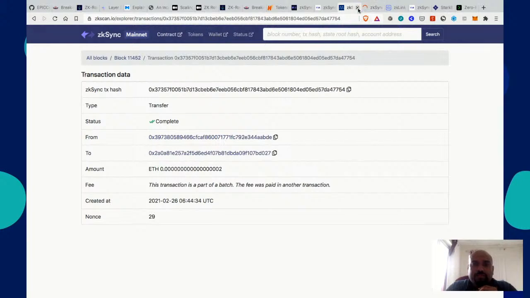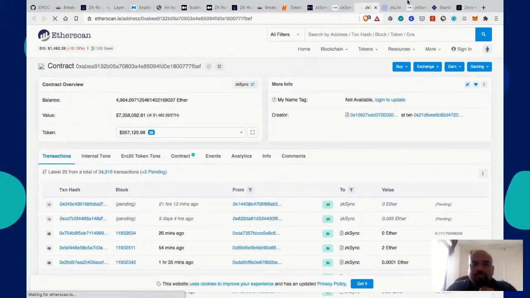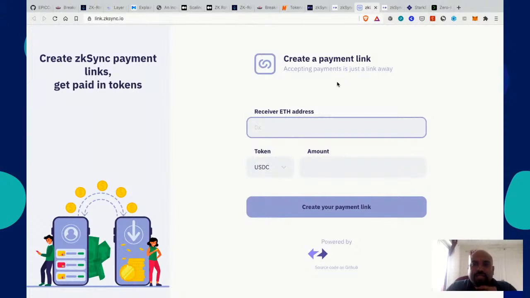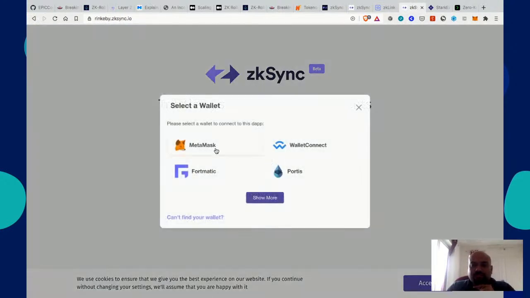Okay, and yeah, let me. So this is ZK Sync. ZK Sync has its own contract, and you can also do quick payments through ZK Link. You can receive payment directly on ZK Sync.